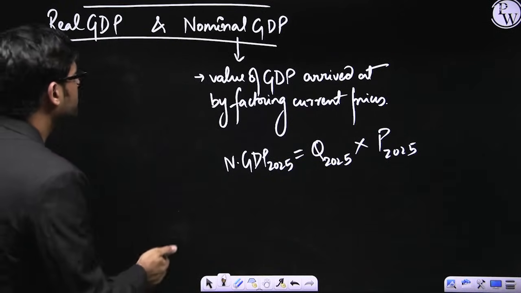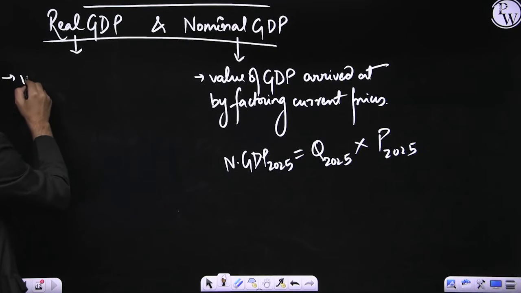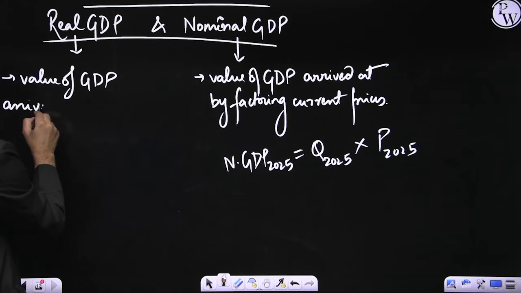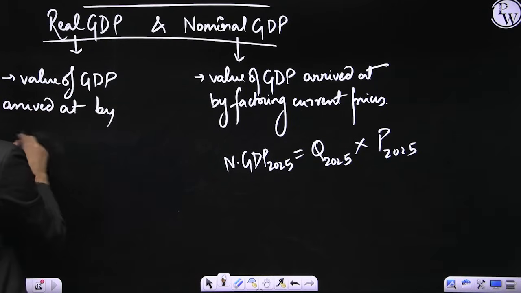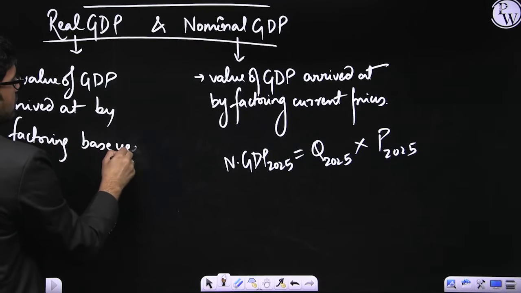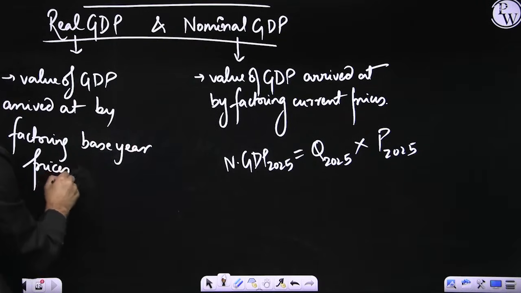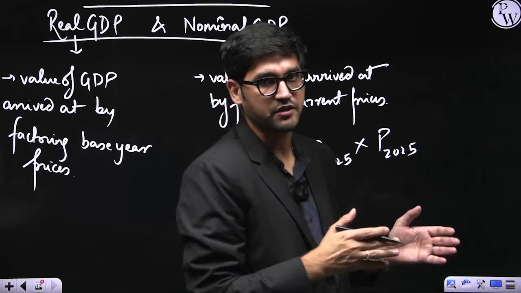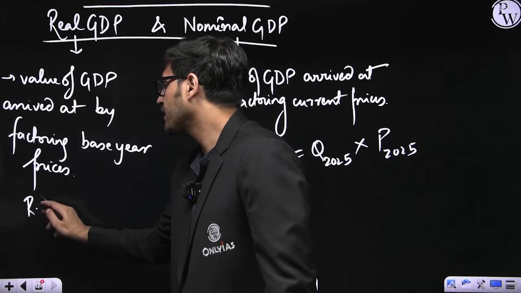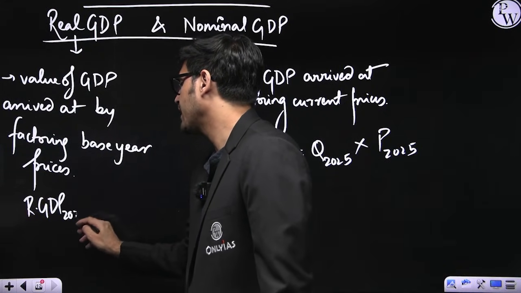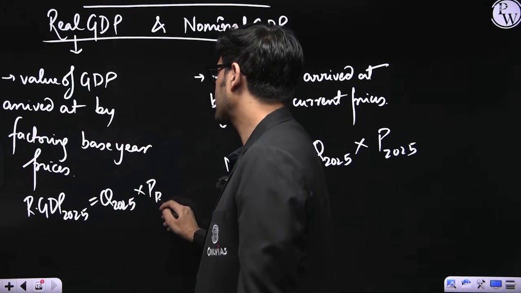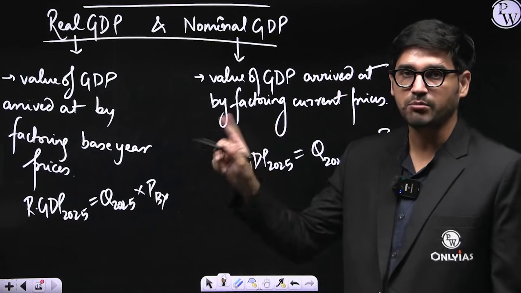What is real GDP? Real GDP is the value of GDP arrived at by factoring in what we call base year prices. For example, the current base year is 2011-12. This may change very soon. It has been in the news, right? When you have to arrive at real GDP for the year 2025, you will include the quantities of 2025 multiplied by the prices of those commodities in the base year.